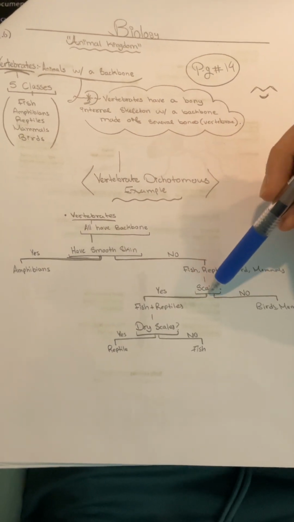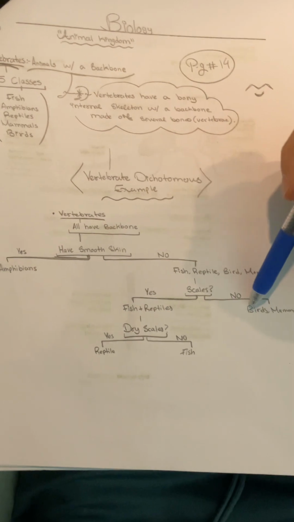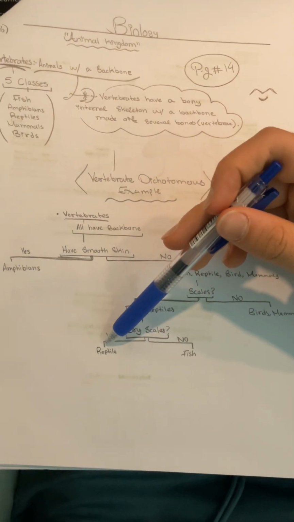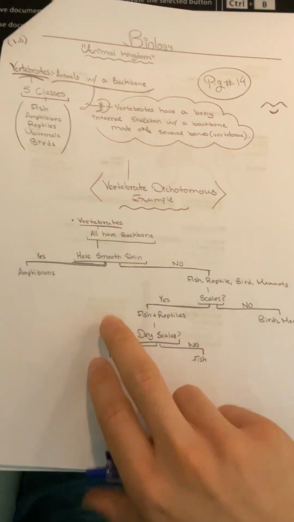Do they have scales? Yes, the fish and reptiles have scales, but the birds and mammals don't have scales. Do they have dry scales? Yes, the reptile has dry scales, and the fish does not have dry scales.